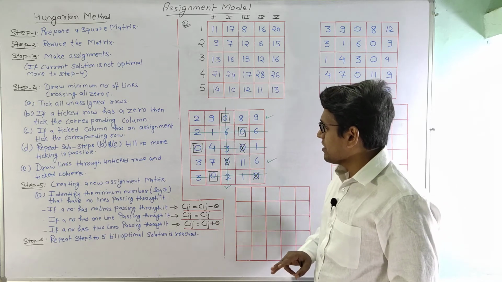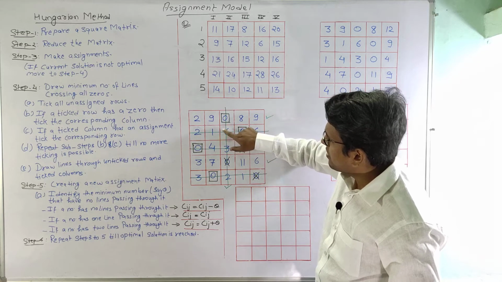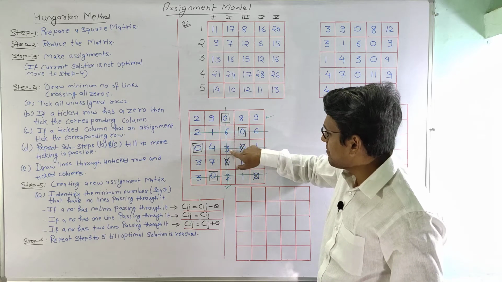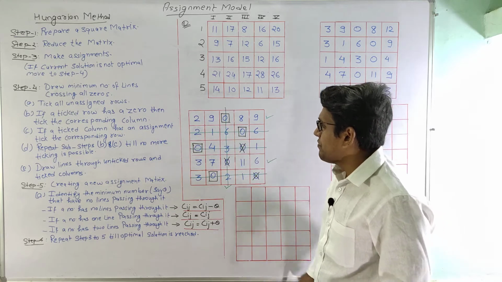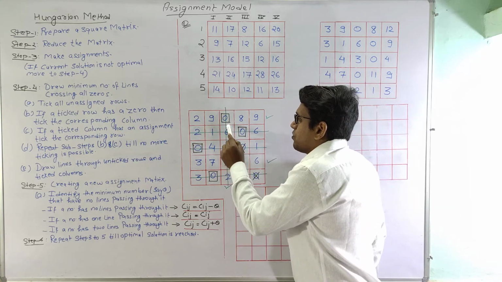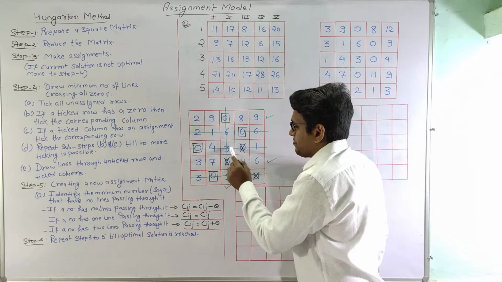And the third category is where 2 lines are passing. So as we can see, this cell having the value 6, this cell having the value 3 and this cell having the value 2 are the cells in which 2 lines are passing. 2 lines are crossing each other, that means 2 lines are passing.